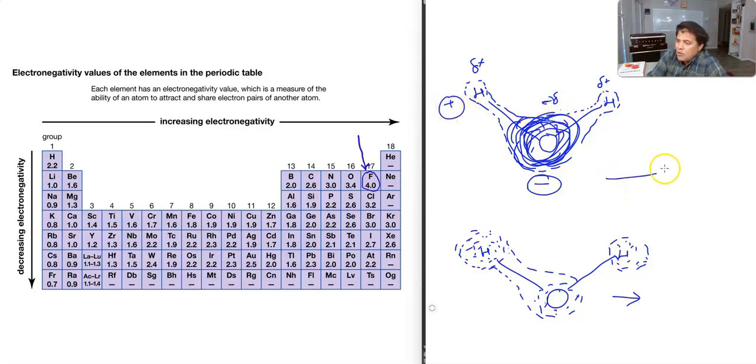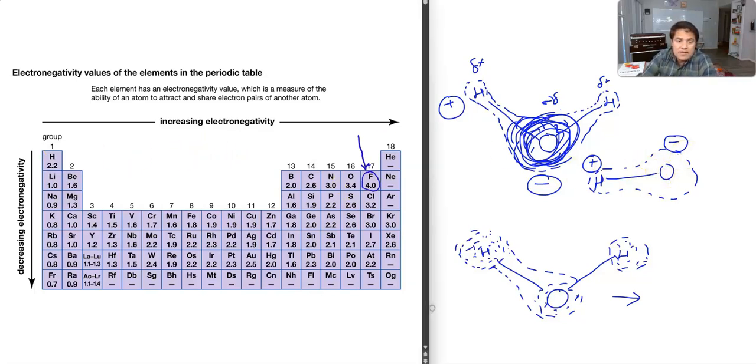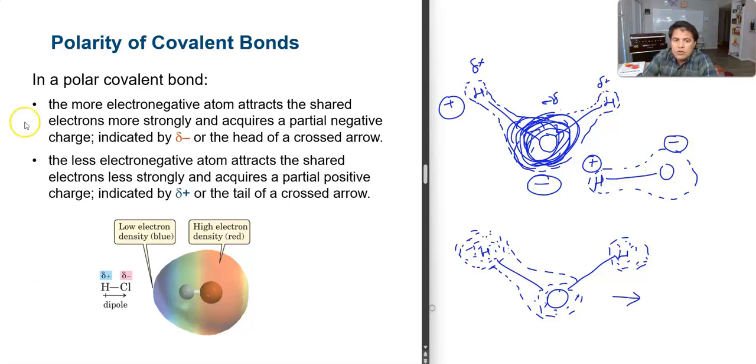So in this bond between O and H, because of the pulling of the electron cloud, one will be positively charged and the other negatively charged. It means that the same bond has two poles: one positive pole and one negative pole. This kind of bond is said to be a polar bond, a polar covalent bond. These types of bonds are said to be polar covalent bonds.